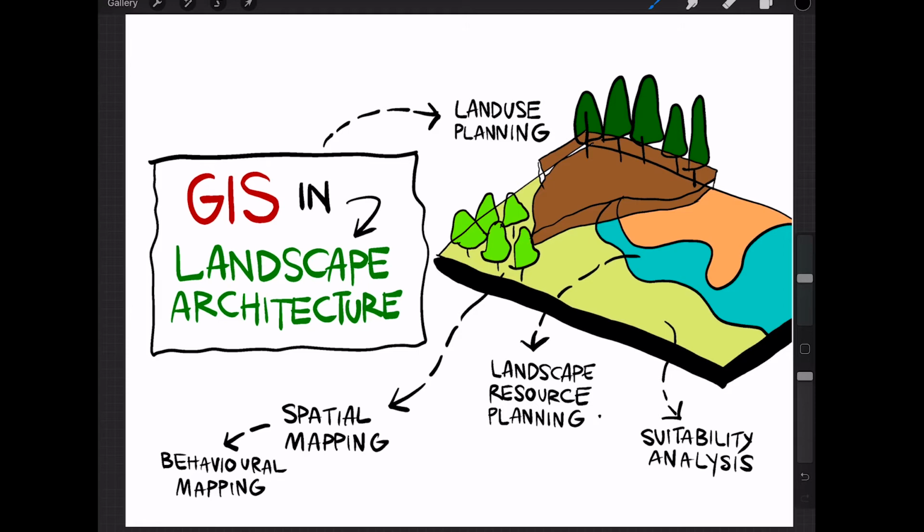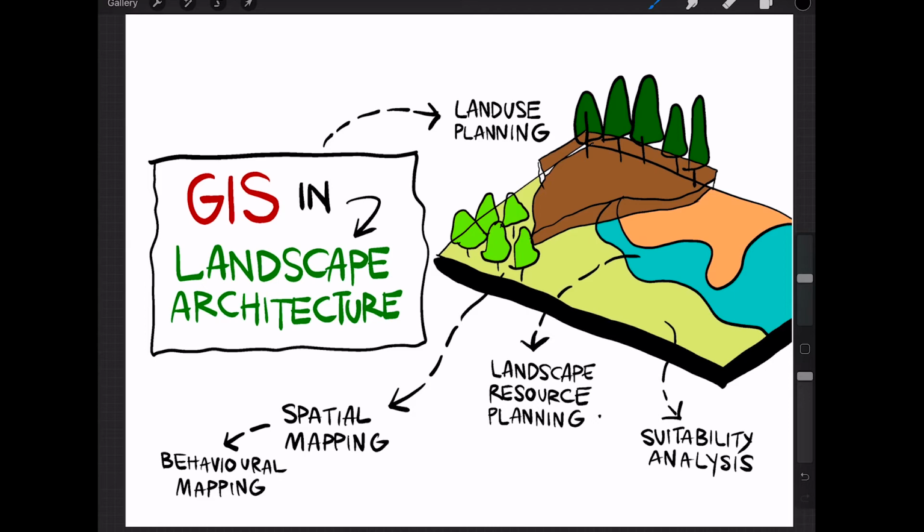But for us landscape architects, how can we use GIS in our particular discipline or field? Basically, we can use it for land use planning. We can use it for landscape resource planning, which will be the studio subject that you will embark on, I think, next semester, the third year, first semester. Landscape resource planning is important for all of you because it involves a bigger scope of site.